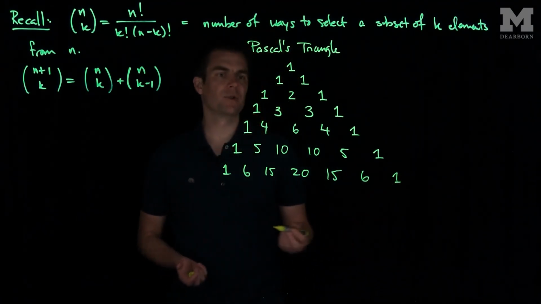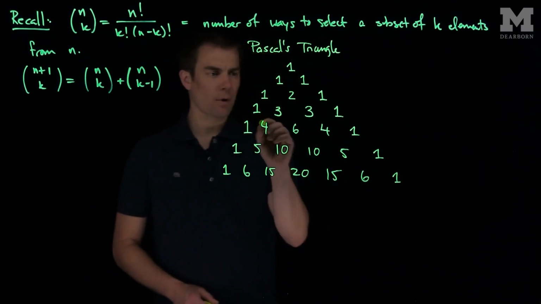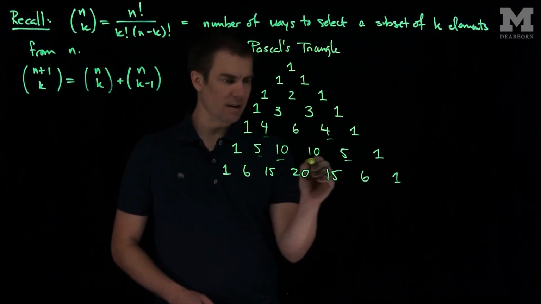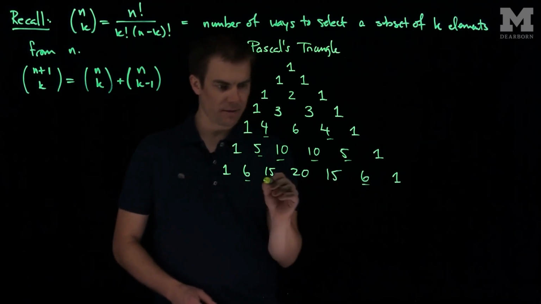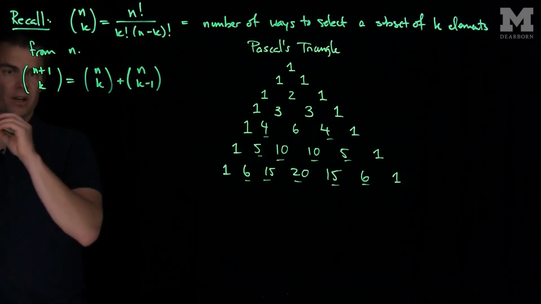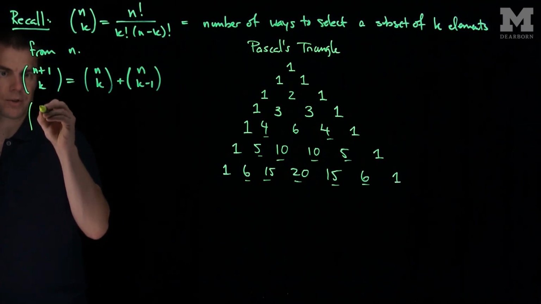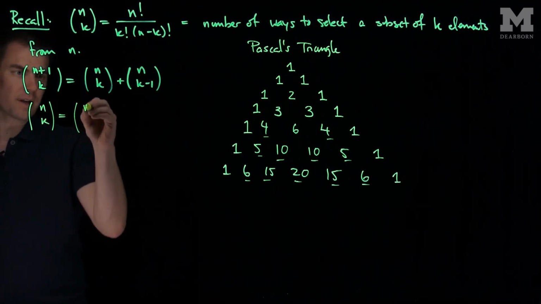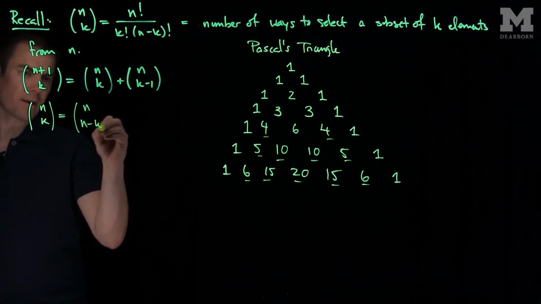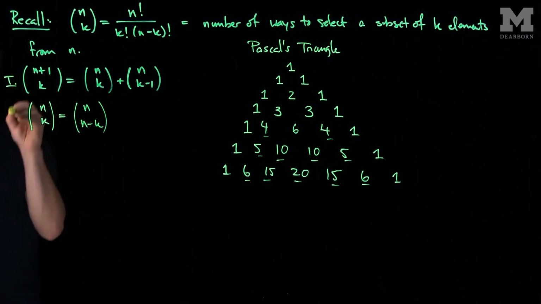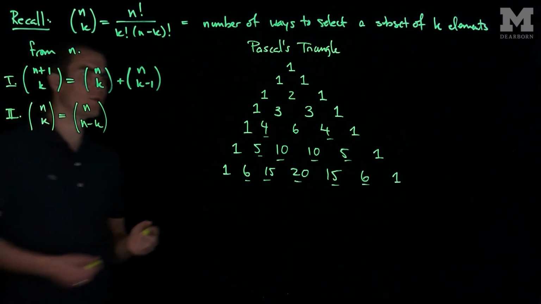And we can notice there's symmetry in this triangle. So over here we have a 4, over here we have a 4, right? Over here we have a 5, we have a 5, a 10, and a 10. We have a 6 and a 6, a 15, a 15, and a 20. So there's a symmetry going on, because we know there's a symmetry in these binomial coefficients, that n choose k is n choose n minus k. So these two relationships for combinations are reflected in this triangle.